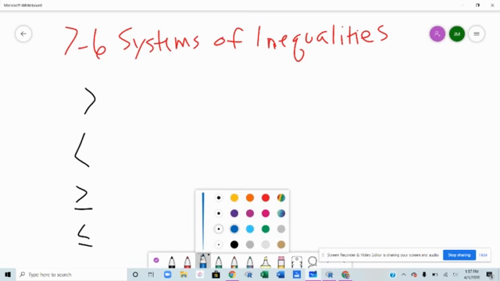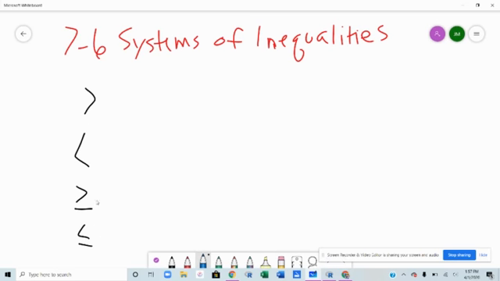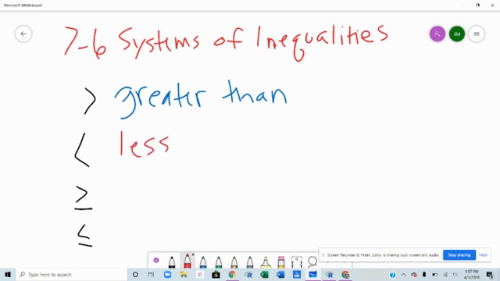Okay, so these are your 4 inequality symbols. This first one up here is the greater than symbol. The next one is the less than symbol. If you were to hold up your 2 hands and make sideways V's with them, you should see that your left hand looks like an L, which also looks like the less than sign. So your left hand is the less than sign, and your right hand is the greater than.